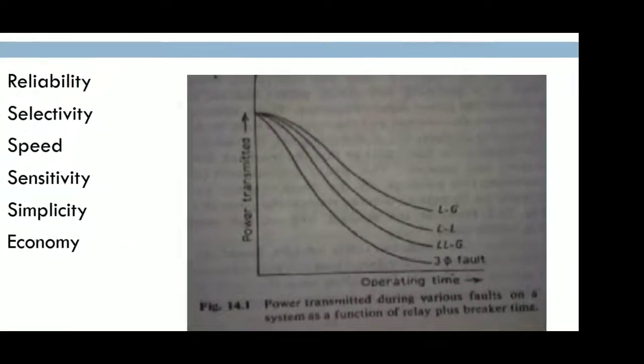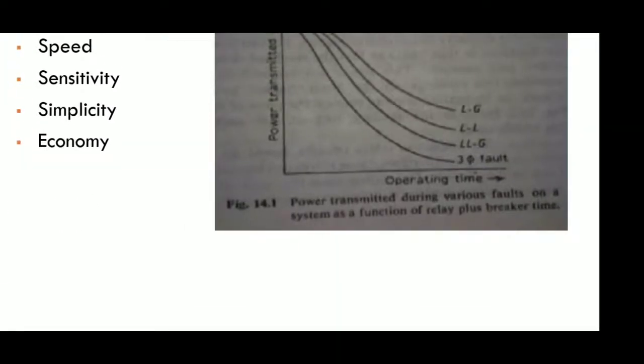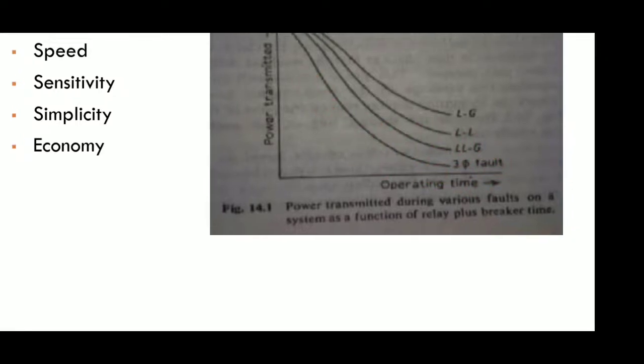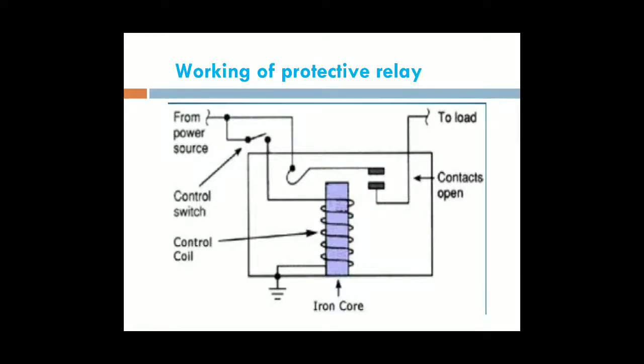These are the various characteristics obtained when a fault occurs. This is the power transmission during various faults on the system as a function of the relay plus breaker operating time. On the x-axis we are taking the operating time and on the y-axis the power transmission. In that, the various faults obtained in the line are line to ground fault, line to line fault, double line to ground fault and three-phase fault. This is the overall characteristic of the power transmission.